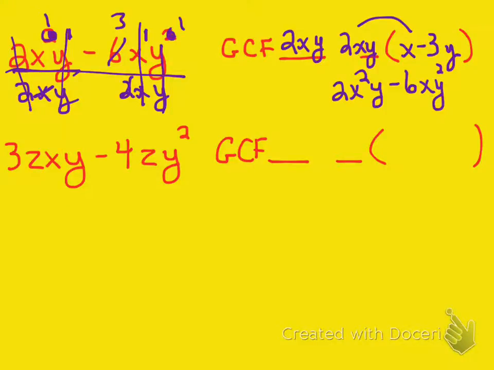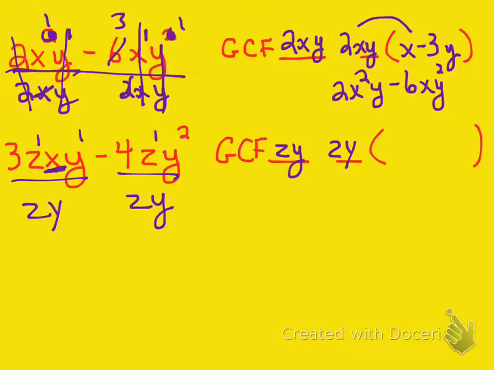And now again, I've got 3zxy minus 4zy squared. I can't factor out a number on this one. I can factor out a z. They have that in common. Each of them has one z. I can't factor out the x because this one is the only one that has an x. I can factor out one y. So the outside has a z and a y. So I'm going to divide by zy.